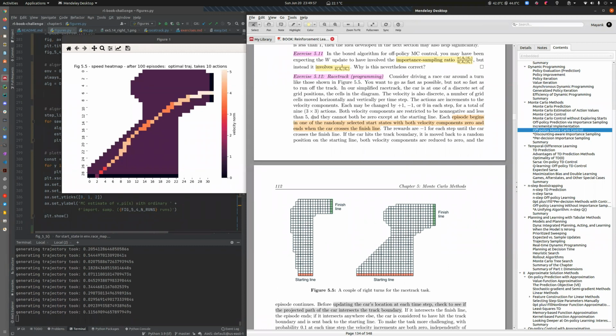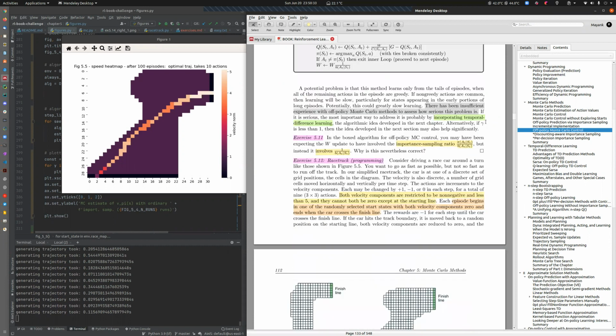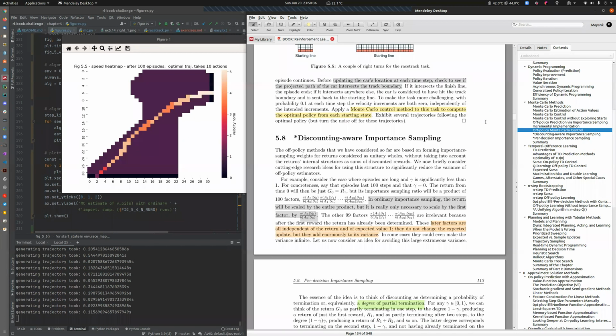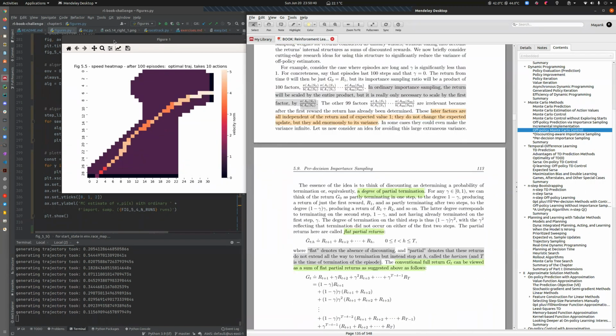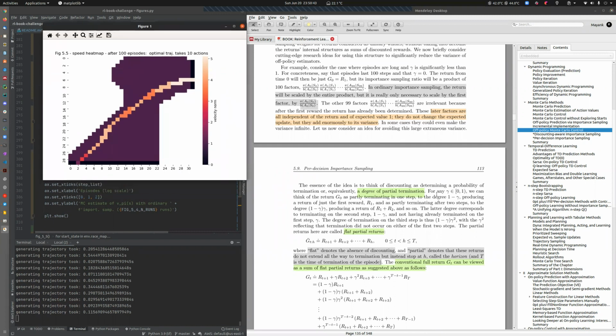And they gave a restriction here with respect to the velocity and then the rewards, which has 3 cross 3 actions that our agent could take. So, do you guys have any queries here?